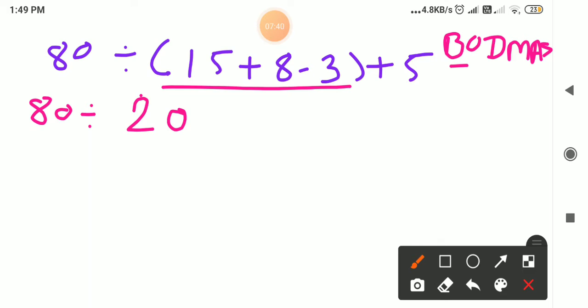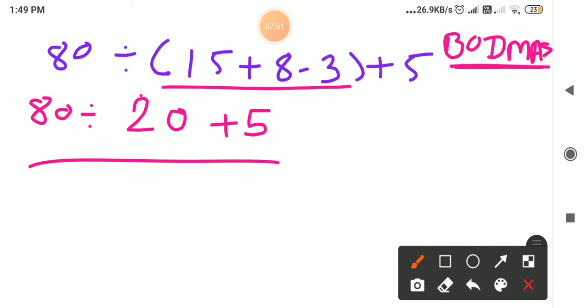I solved the bracket first. 15 plus 8 is equal to 23. 23 minus 3 is equal to 20. And here it is plus 5. Again move towards this rule. First, is there a bracket in this expression? No. Is division there? Yes. So division we solve. 20 stays inside.